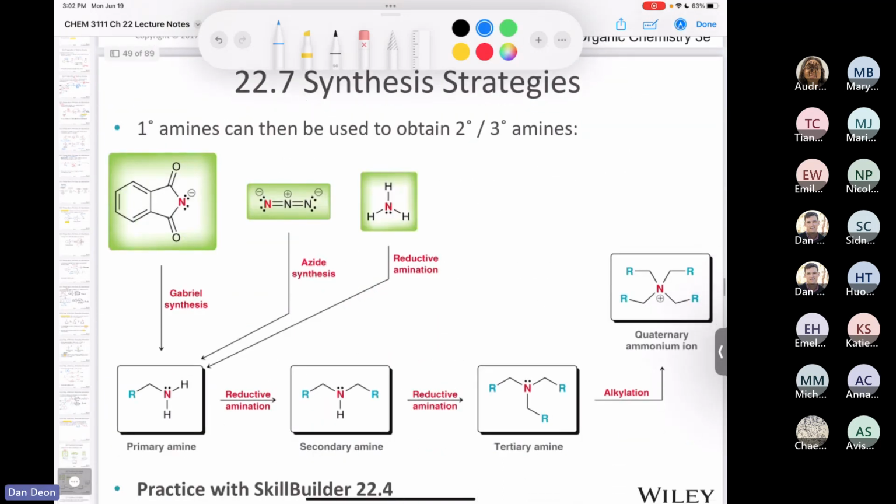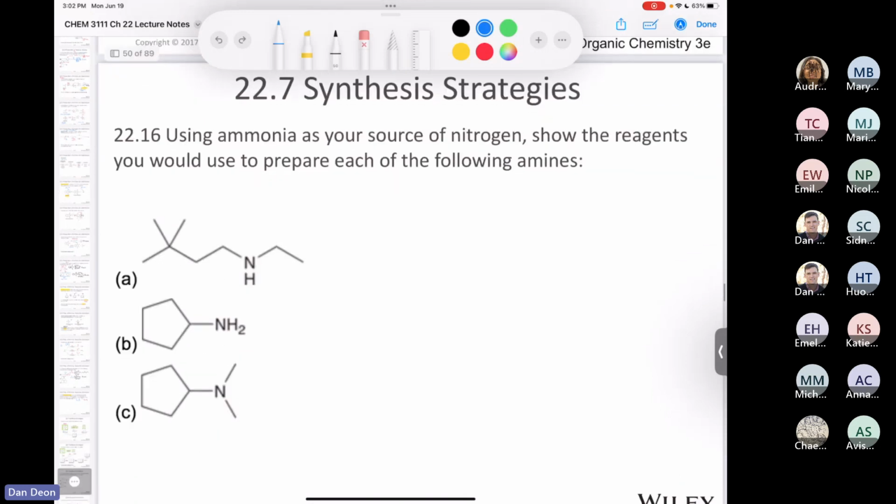So we've covered all of these. We've talked about how to do reductive amination. And if we do reductive aminations, we can keep adding our groups to our nitrogen. And then once we get a tertiary amine, we can do an alkylation to make a quaternary ammonium ion. So what I want us to do as well after the break is to come back and try and do a couple of these problems. Maybe we'll just do one. It says using ammonia as your only source of nitrogen, show how you would make, just try this one here, and maybe we'll try B if we have time.